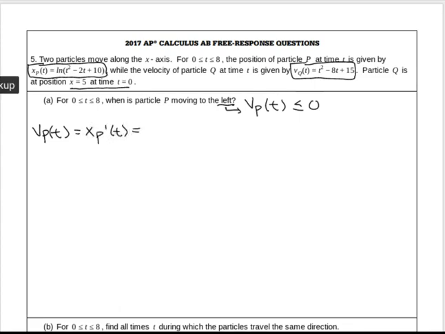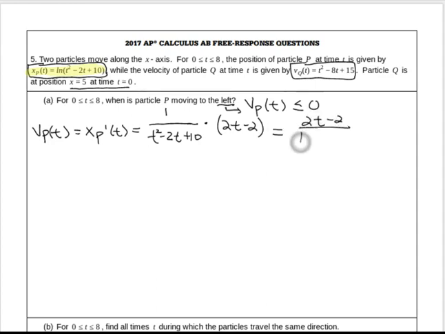So we're going to need to remember some of our derivative rules here because this is a natural log. So the derivative is going to be 1 over the inside, which is t squared minus 2t plus 10, times the derivative of the inside, because that's that chain rule, so 2t minus 2. And so this really is just 2t minus 2 all over t squared minus 2t plus 10.